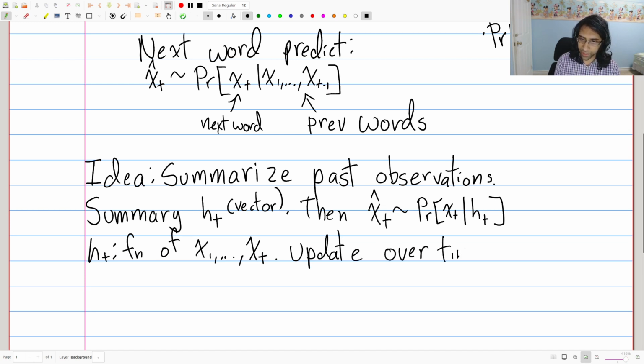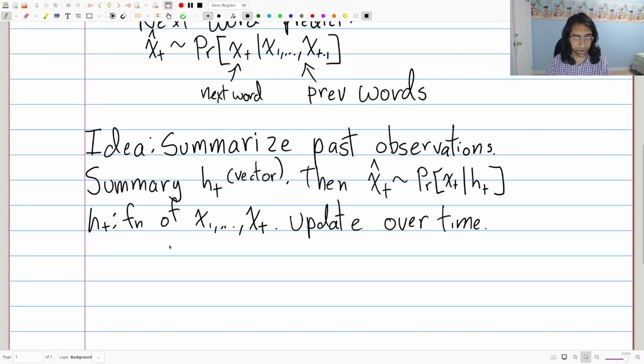Now, just to give you an example of what I mean, the idea is we won't always compute h_t as a function of all the previous inputs we've seen. What we'll have at each time step is a previous history and the current input, and we'll update our summary based on the previous summary as well as the current input.